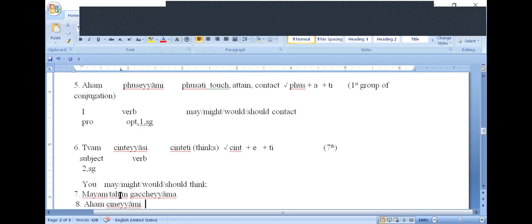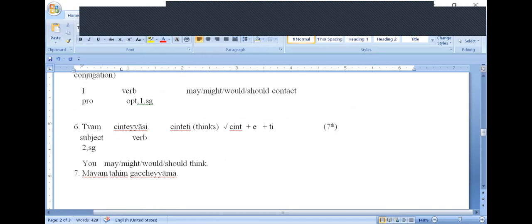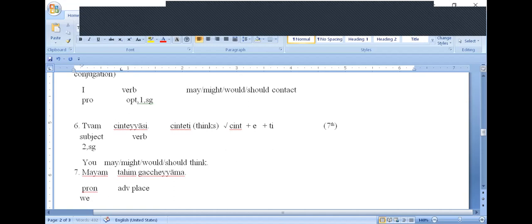Yes. Okay. All right. Now, number seven, Wendy. Yes. Mayam tahim gaccheyyama. Mayam is a pronoun, nominative plural, meaning we. Tahim is an adverb of place, meaning there. Gaccheyyama is a verb. What kind of verb?